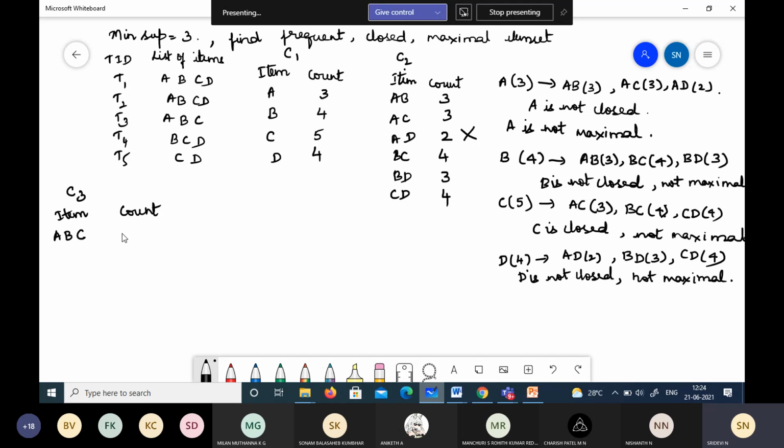I can form ABC. I can have this combination. I can have ABD. Then I can have ACD.